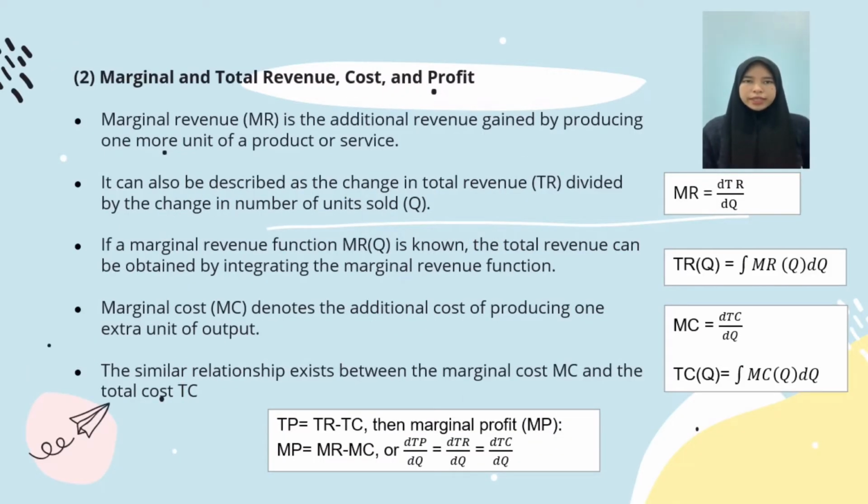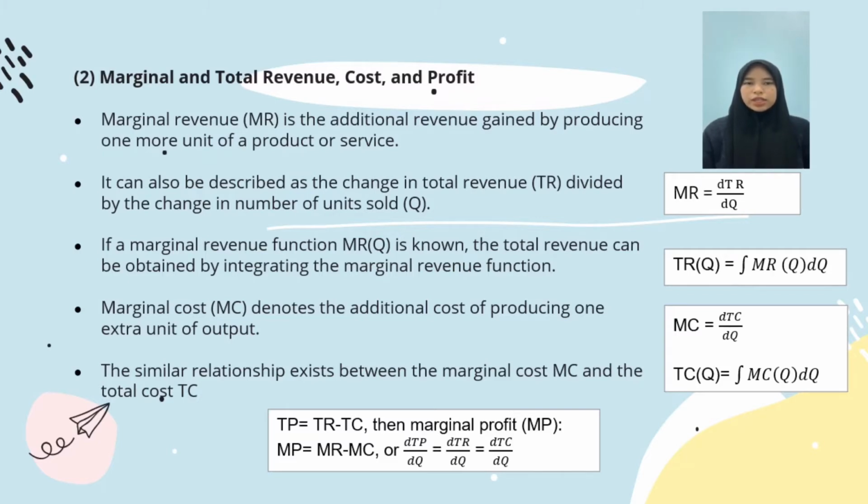The next one is marginal and total revenue, cost and profit. Marginal revenue is the additional revenue gained by producing one more unit of a product or service. It can also be described as the change in total revenue divided by the change in number of units sold, Q. If a marginal revenue function MR(Q) is known, the total revenue can be obtained by integrating the marginal revenue function. Next, marginal cost MC denotes the additional cost of producing one extra unit of output.